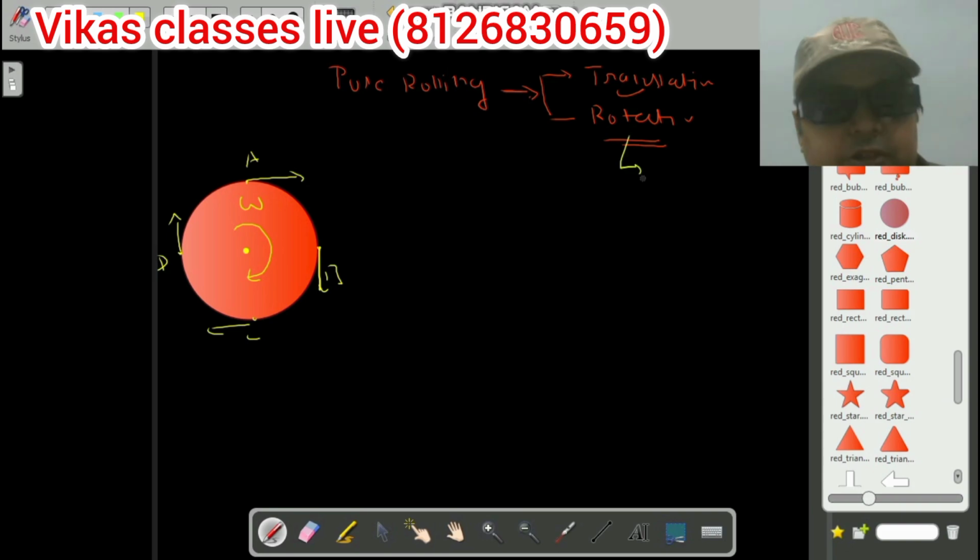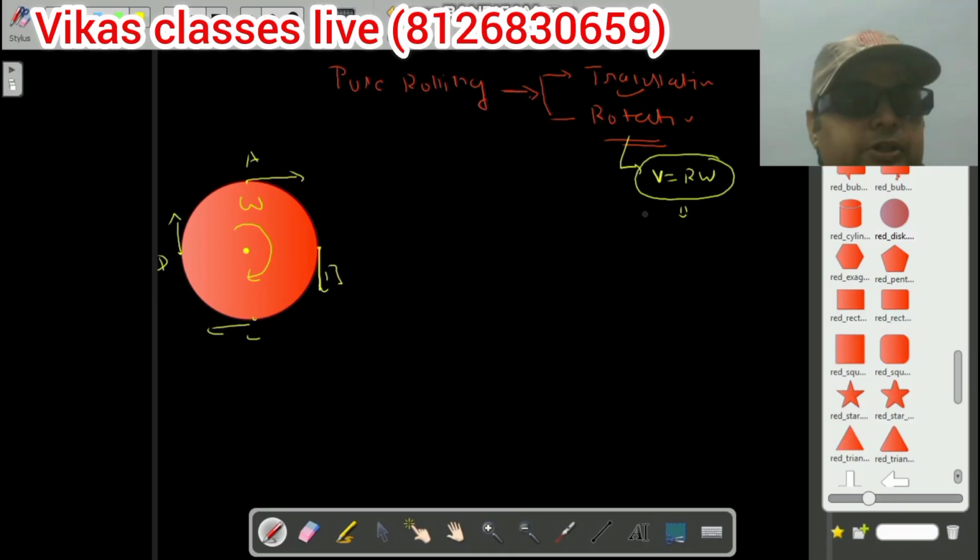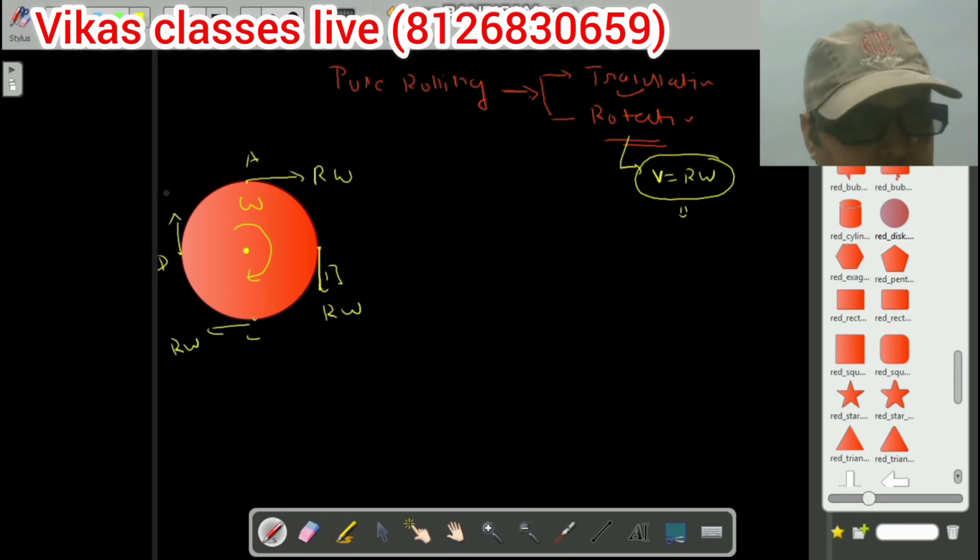For rotation, what is the relation between the linear and angular velocity? V is equal to R omega. In case of pure rotation, linear and angular velocity are related by this relation. At point A, VA is equal to R into omega, VB is equal to R into omega, VC is equal to R into omega, and we have R into omega at D point. Here is the point of contact.